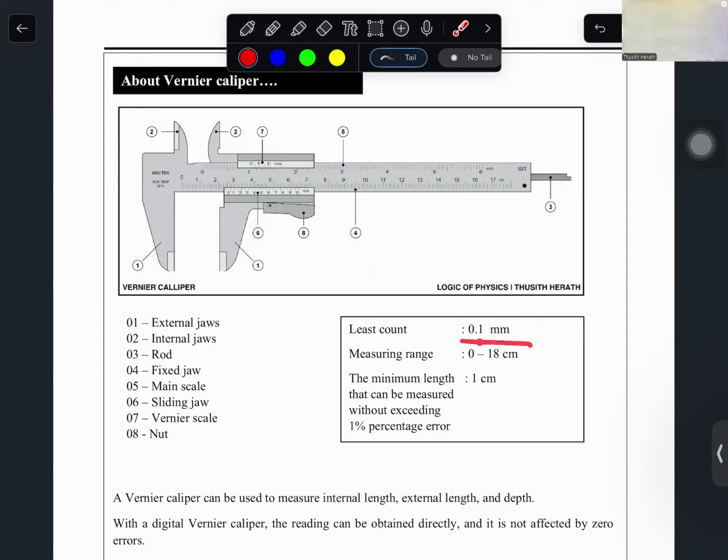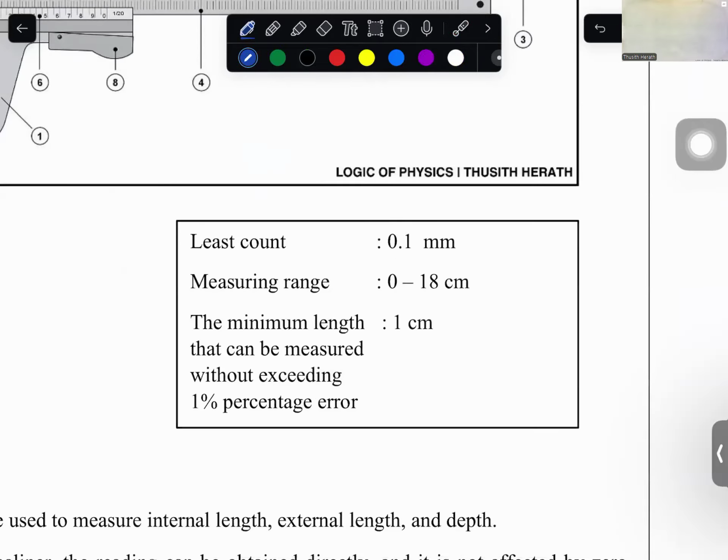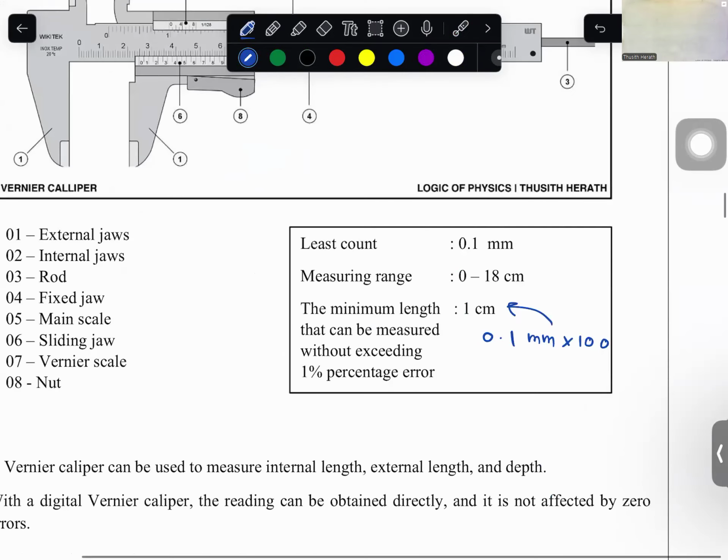Normally the measuring range is 0 to 18 centimeters. Here you can see 17 and 18, right? We can use it to measure a range of 0 to 18 centimeters. The minimum length that can be measured without exceeding 1% error, you can remember that I can directly get it by multiplying the least count by 100, right? I'm not going to work out the inequality again. We have worked on that many times before. So we can get this easily by multiplying the least count by 100. 0.1 into 100 means 1 centimeter.